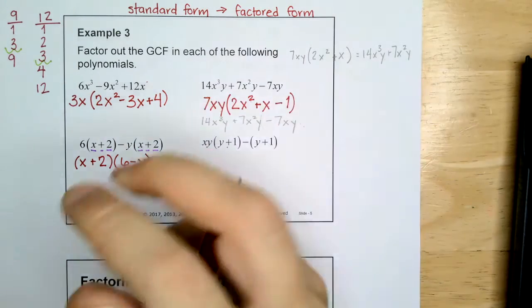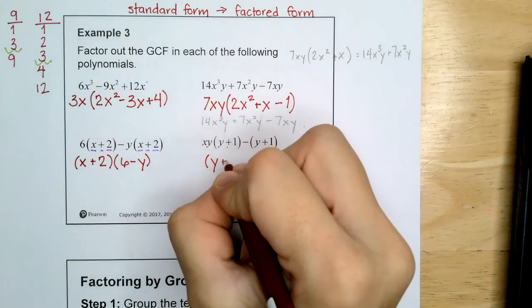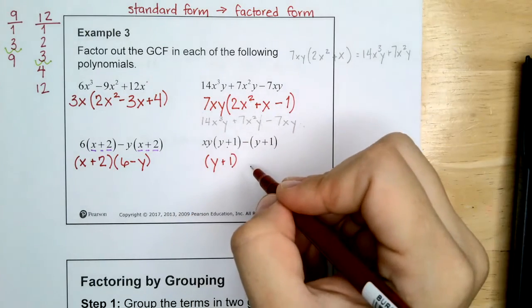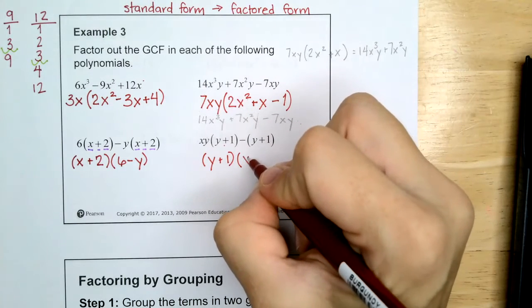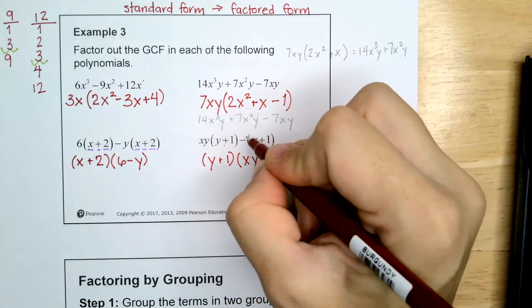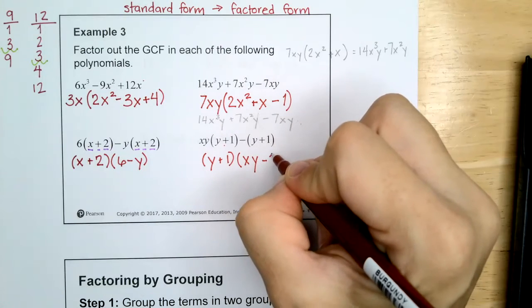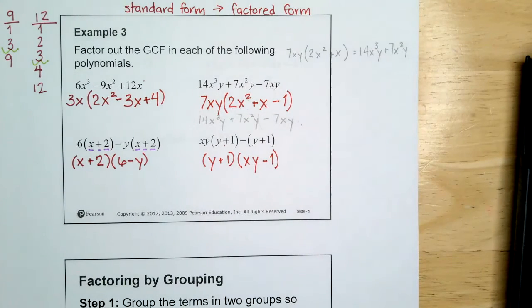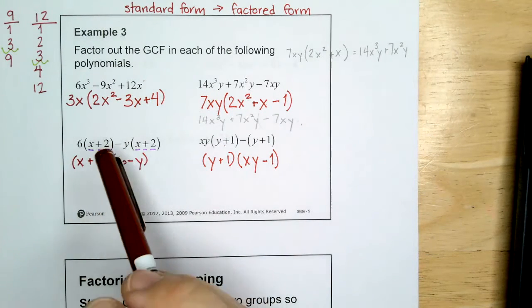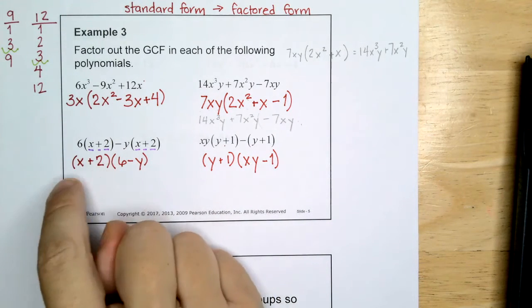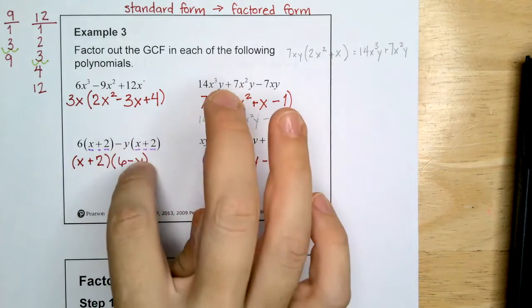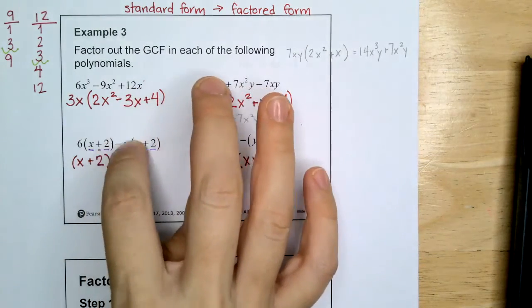So I'm going to take out the y plus 1. And I'm going to multiply it by what is left. X, y minus, this is an understood 1. So I need the 1 there so that I can get the right answer. Okay. We have factored out x plus 2 because if I go back through, 6 times x plus 2 gets me 6 times x plus 2, and negative y times x plus 2 gives me negative y times x plus 2.